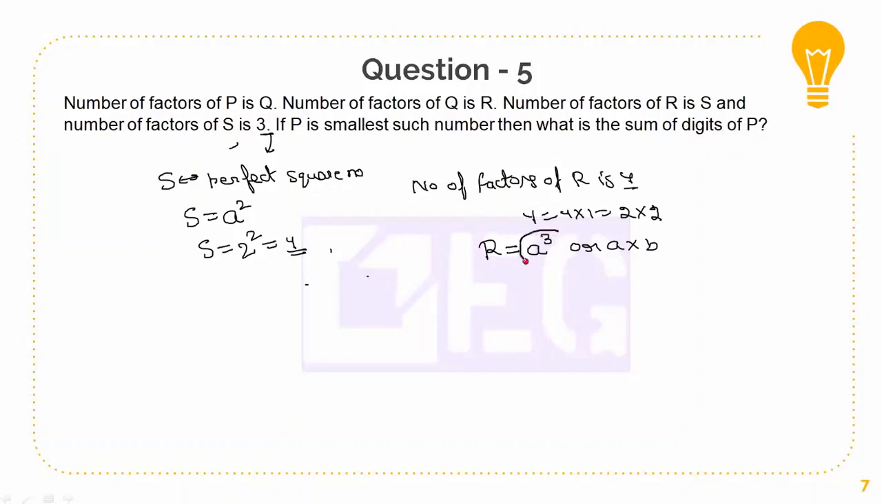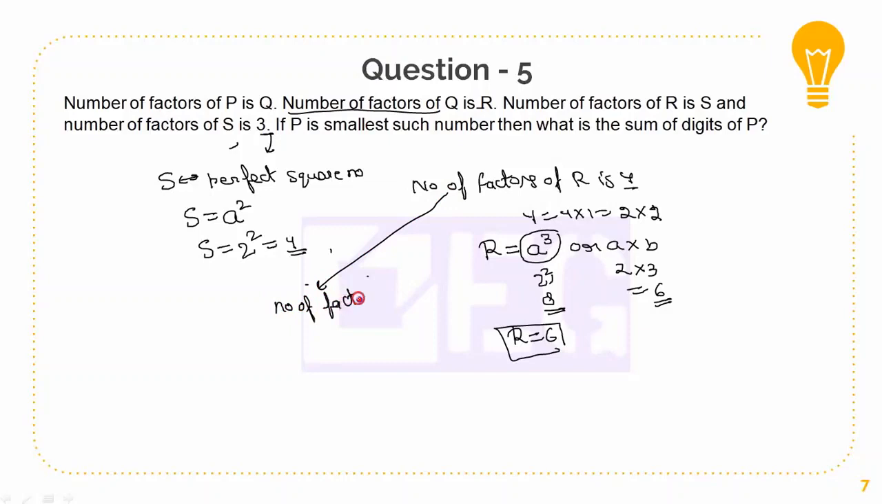When r is in the form of a cube, the smallest value will be 2 cube, which is equal to 8. When r is in the form of a into b, the smallest value will be 2 into 3, that is equal to 6. And we need the minimum possible number, so r will be equal to 6. Now our question is: the number of factors of q is 6, and we want to find the smallest value of q.